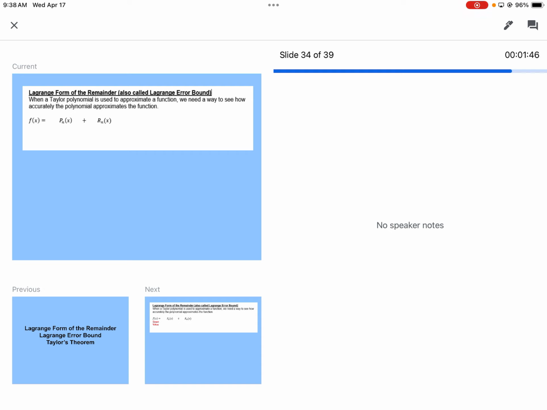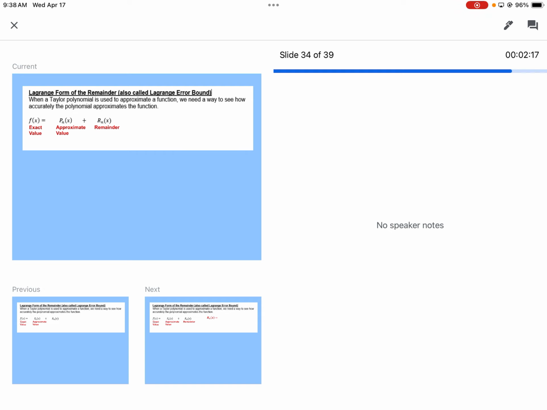Okay, so f of x in this little equation here is our exact value. F of x is the true function. P sub n of x is our approximate value. R sub n, this notation, is our remainder. Are we all okay with that equation? The true value is equal to the approximate value plus the remainder, or the error. Okay, so we would just say it's off by this much.